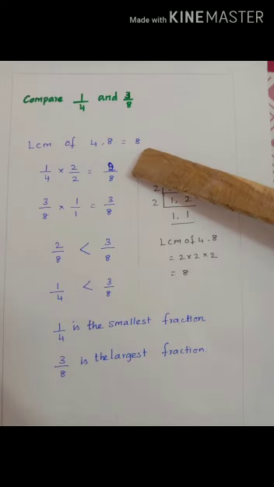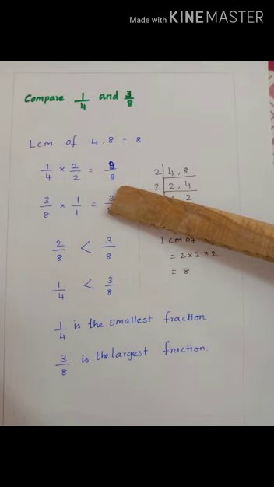Then convert the two fractions to the same denominator. Here the first fraction is 1 by 4. Now which number should be multiplied with 4 to get 8? The number we want to multiply is 2. So 4 into 2 is equal to 8. The numerator also has to be multiplied by the same number, so your answer is 2 by 8.